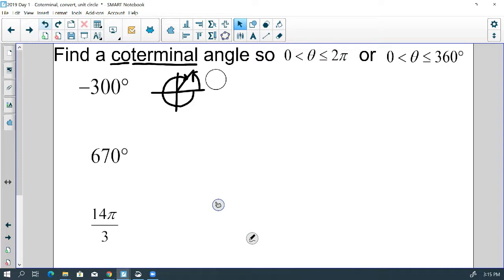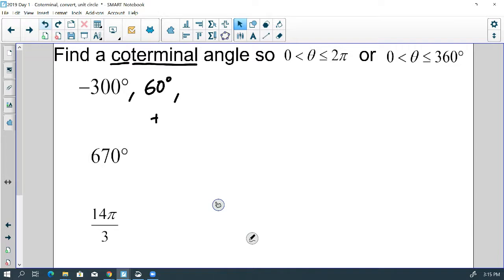So let's just generate many coterminal angles right here. Negative 300 degrees is coterminal with 60 degrees. All I did was just add 360. It's not the same thing as 60 degrees. Don't write that, don't think it, don't say it. It's coterminal. It stops at the same spot.